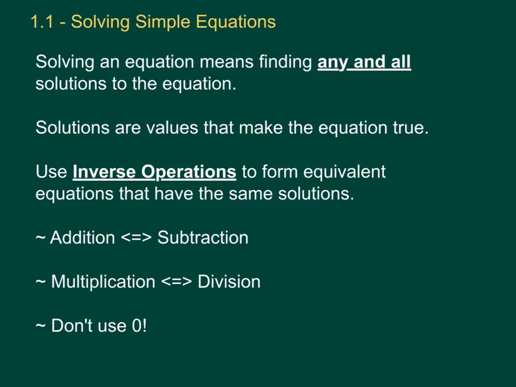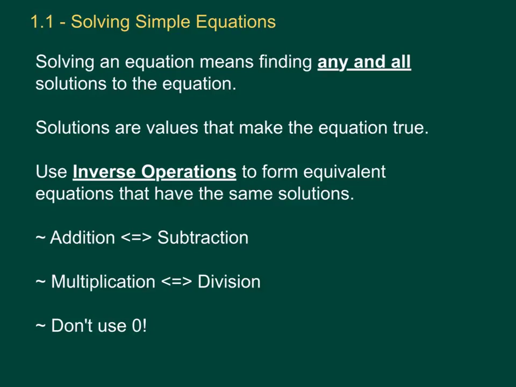When we talk about solving an equation, we mean finding any and all solutions to the equation. Typically, this means one solution, but a lot of the times we will see that there could be more than one solution. There could be no solution, or there could actually be an infinite number of solutions. So solving the equation means figuring out which one of those it is, and then finding any and all values that there are. And solutions are values that make the equation true.